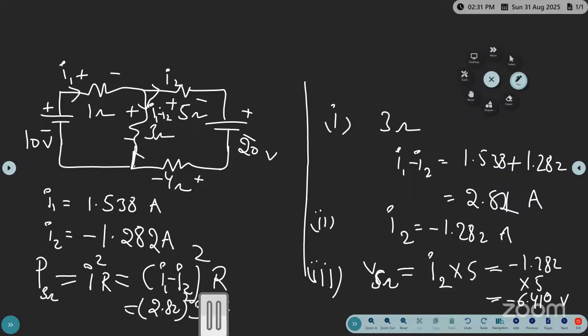So what is the formula? I square R. For finding power, you have to use I square R. VI is there, V square by R is there, I square R is there. We are doing mesh analysis, so it is better to use the formula I square R. How much current is flowing in each individual element, current square into resistance.